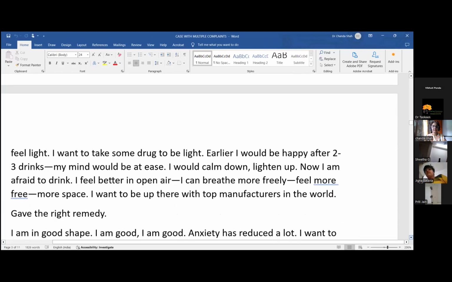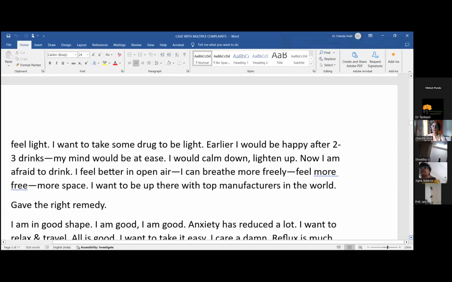Earlier, I would be happy after 2, 3 drinks. My mind would be at ease. I would calm down, lighten up. But now I'm afraid to drink. I feel better in open air. Okay. Does that ring a bell? Same like the previous patient. I feel better in open air. I can breathe more freely. In the open air, I feel more free. There is more space. And I want to be there with the top manufacturers in the world. Okay. So finally, at this stage, I figured out it's constitutional. Okay. Finally, after so many years, I got his constitutional remedy.